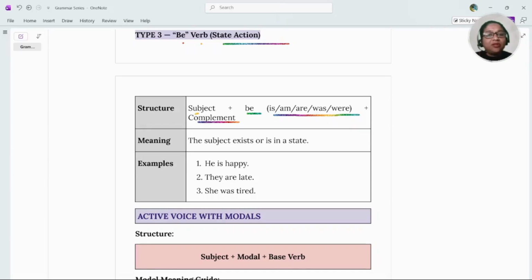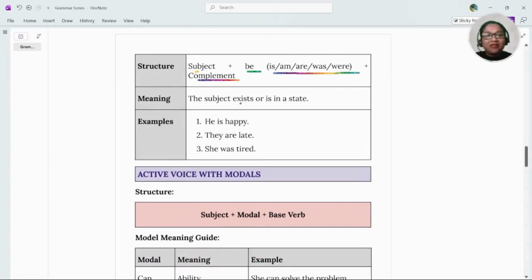Complement is nothing but, don't get overwhelmed or think about what exactly a complement is. If someone says you're beautiful, then it is a complement, right? It's something closely related to that theory itself. So the subject exists or is in a state. What do you mean by state? State in the sense, the state in which that person is at that point of time. Am I clear? The state in which that person is at that point of time.